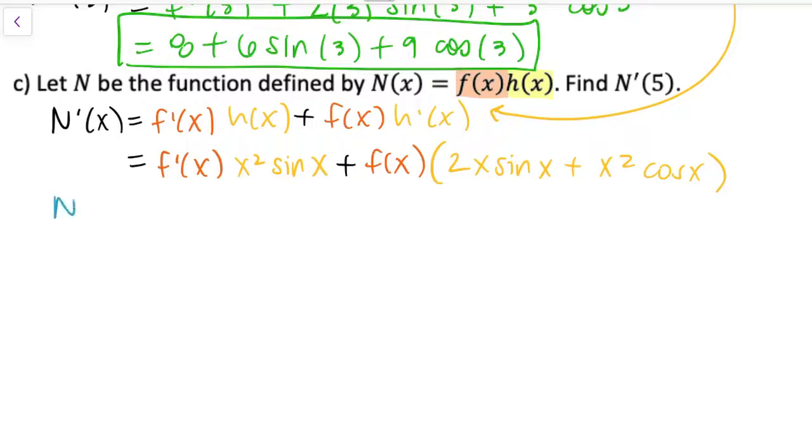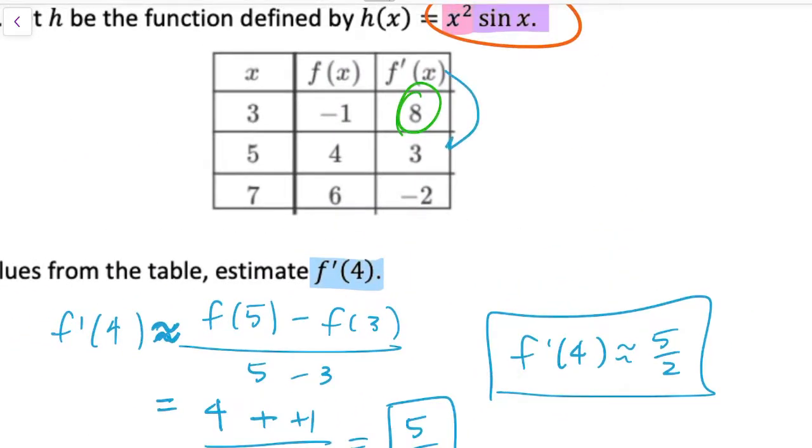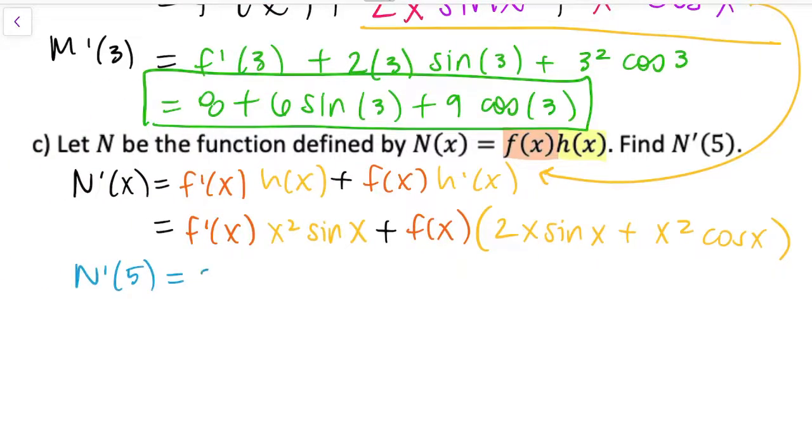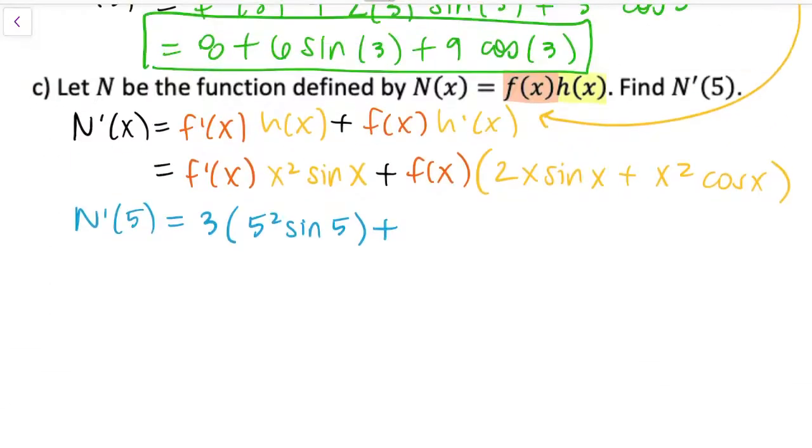So now let's find n prime of 5. So f prime of 5, we go back up, f prime evaluated at 5, that is 3, times 5 squared times the sine of 5, plus, what was f of 5? 4. Cool. Times 2 times 5 times the sine of 5, plus 5 squared times the cosine of 5. Big parentheses. And you know what? We're in a numerical answer, so on the AP exam, leave it here.